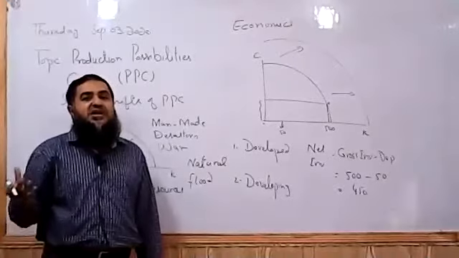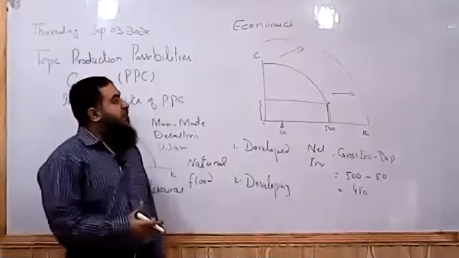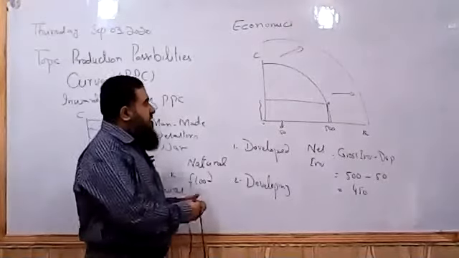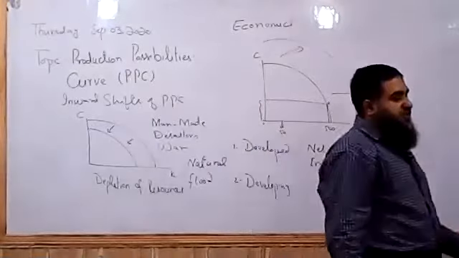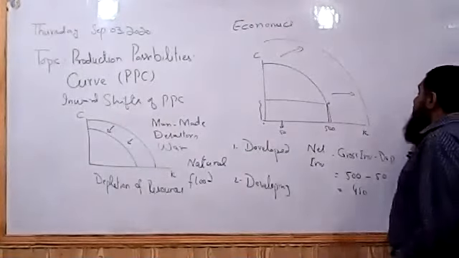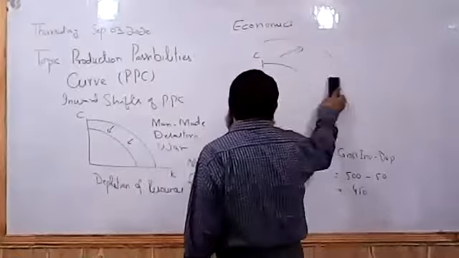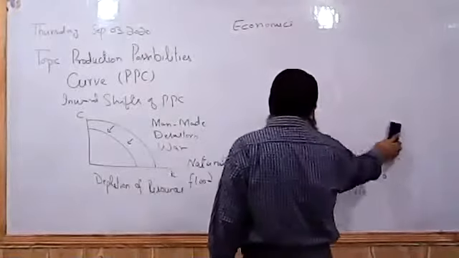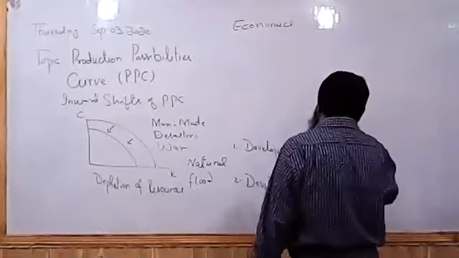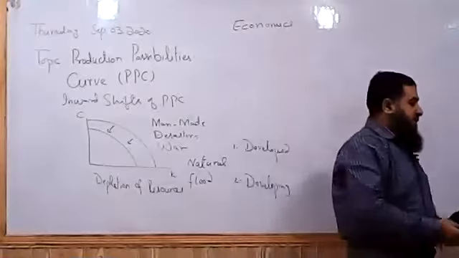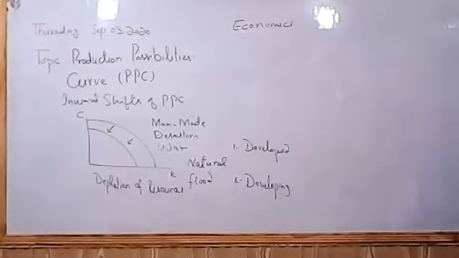So as a result, what happens? Their potential will increase and PPC will be shifting outward, and those countries will show more economic growth, who are producing more capital goods rather than consumer goods. Because they have a smaller population size, they focus more on the production of capital goods rather than consumer goods.